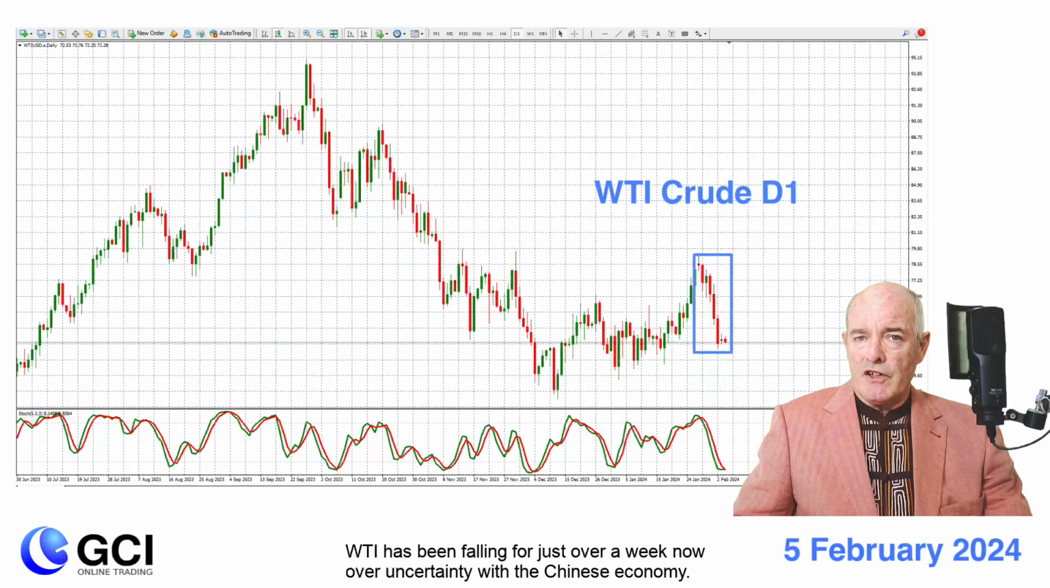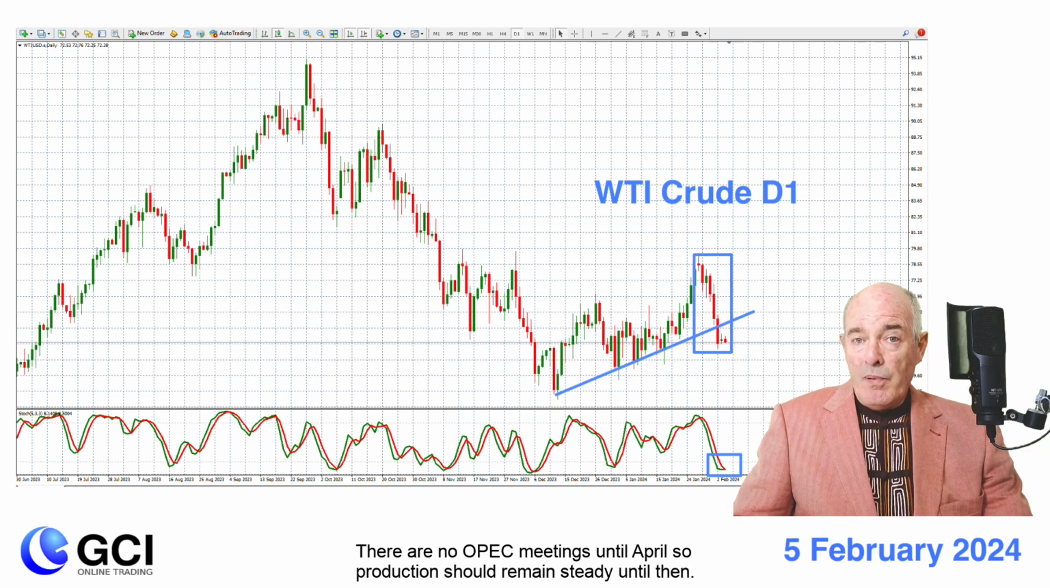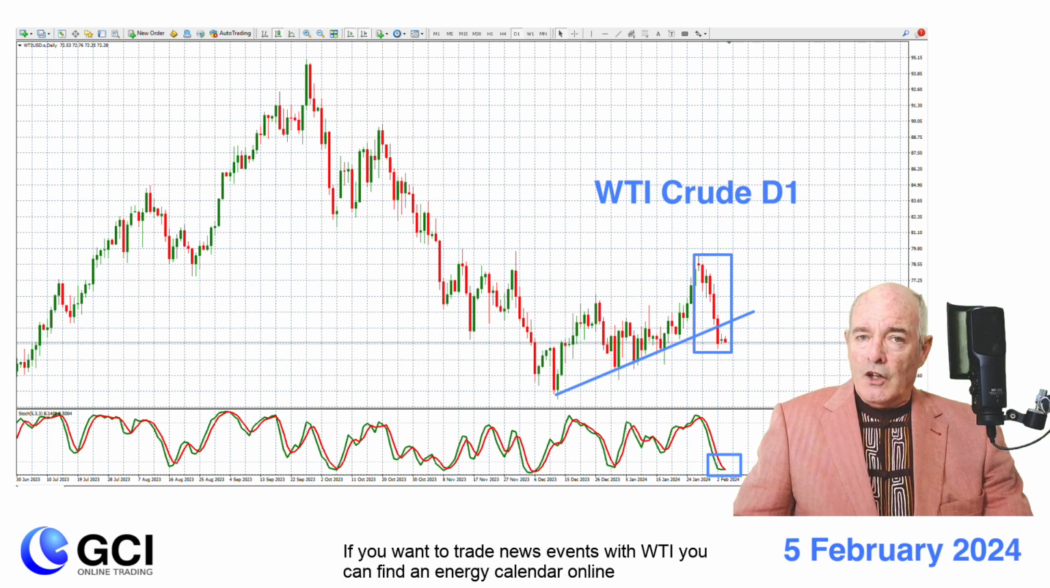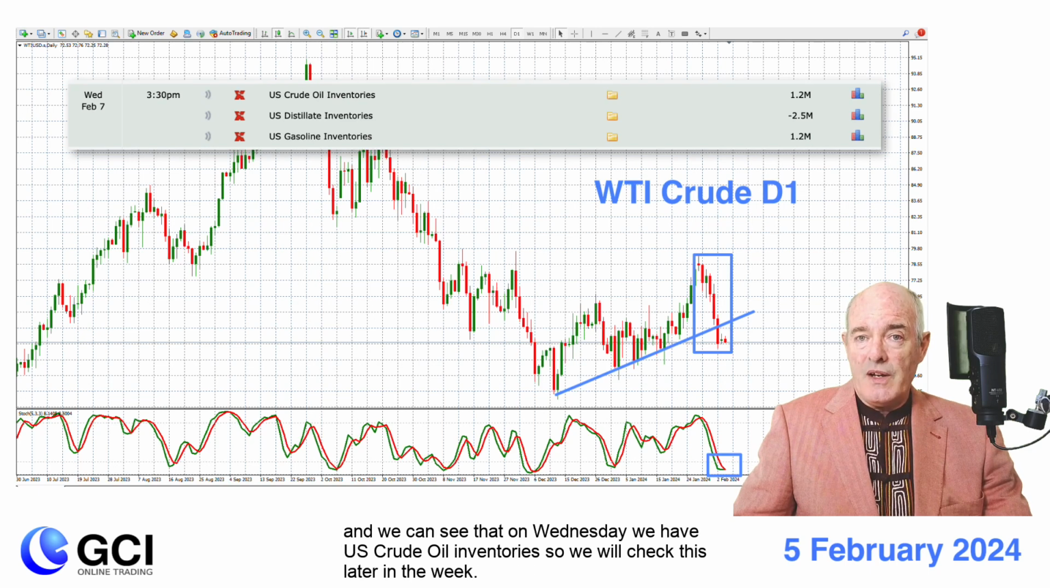WTI has been falling for just over a week now over uncertainty with the Chinese economy. Price action has broken the lower trend line, but be aware of your technical indicators like the stochastic oscillator, which is oversold right now. There are no OPEC meetings until April, so production should remain steady until then. If you want to trade news events with WTI, you can find an energy calendar online, and we can see that on Wednesday we have US crude oil inventories, so we will check this later in the week.